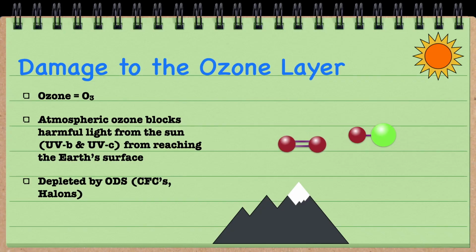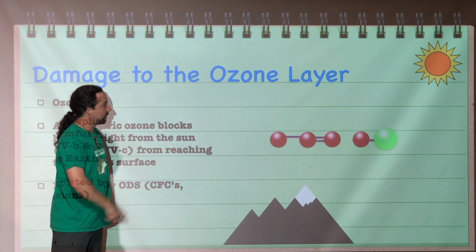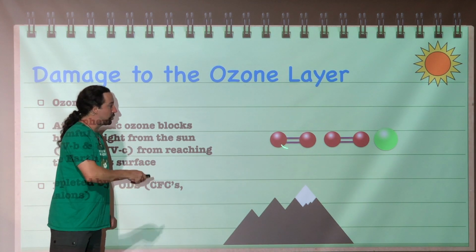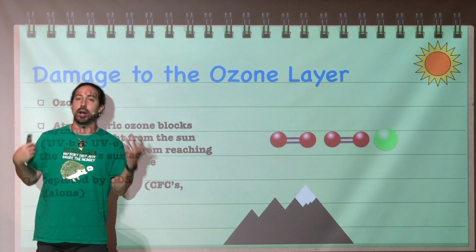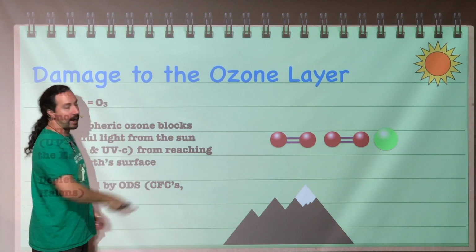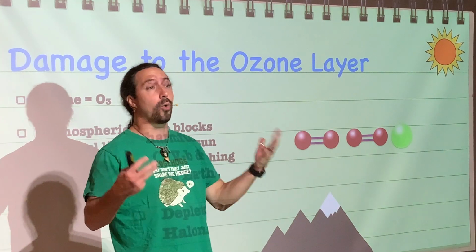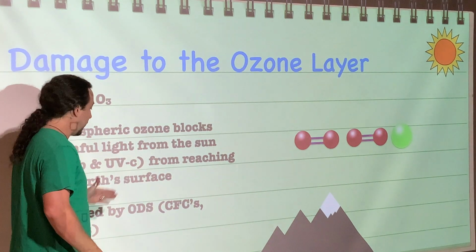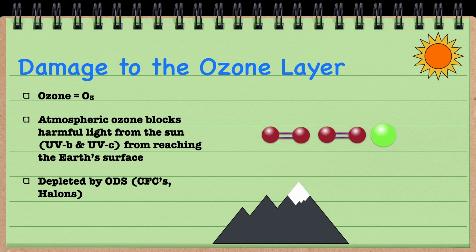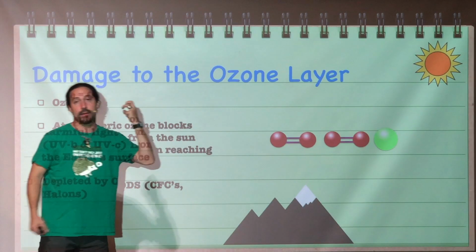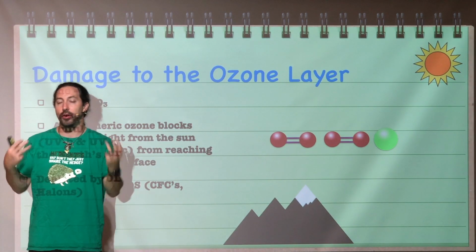But the chlorine is not done. What's going to occur now is that the chlorine is going to react with another molecule of ozone. And now we have formed two more molecules of oxygen and this chlorine radical, which can then destroy more ozone molecules. And that's the issue with chlorine in our atmosphere. It is one of the main ozone depleting substances. ODS stands for ozone depleting substances, and chlorine is one of the main culprits for the destruction of ozone.